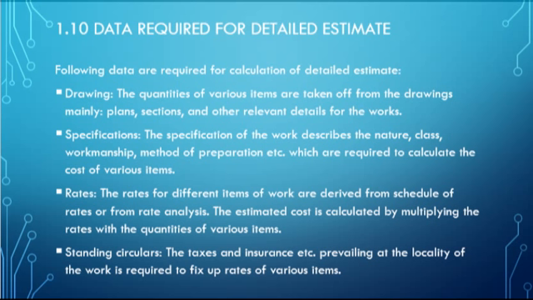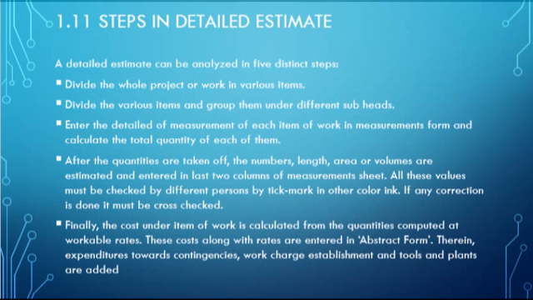Now next is the steps required for the detailed estimate. So we can say that for preparing a detailed estimate, there may be 5 distinct steps that will conclude the work of the detailed estimate. Number one, divide the whole project or work into various items. Number two, divide the various items and group them under different subheads. Enter the details of measurement of each item of work in the measurement form and calculate the total quantity of each of them.